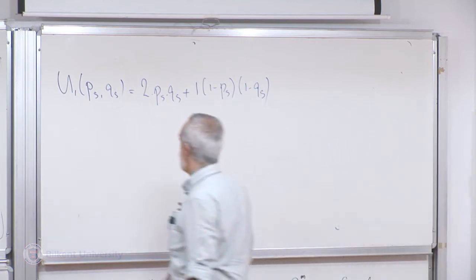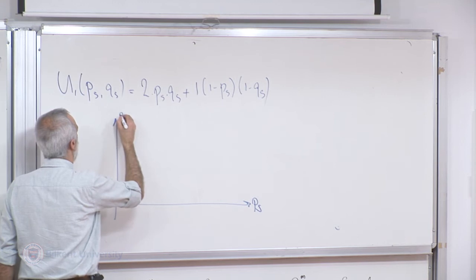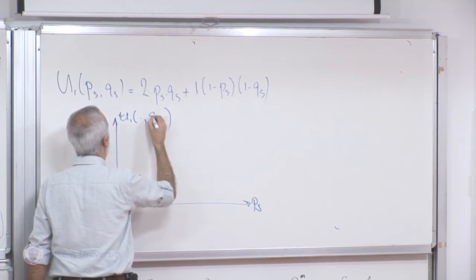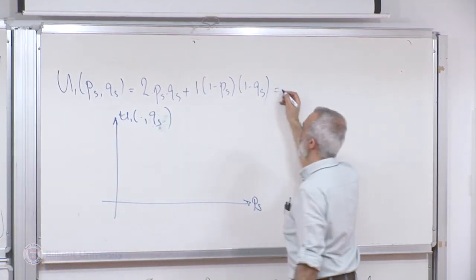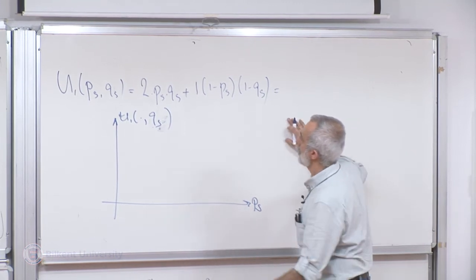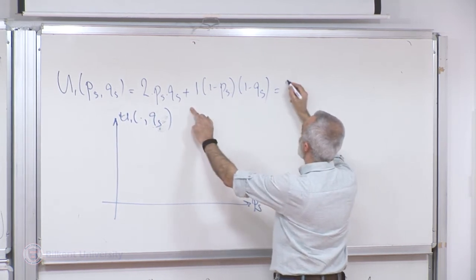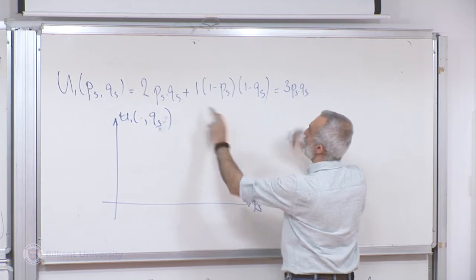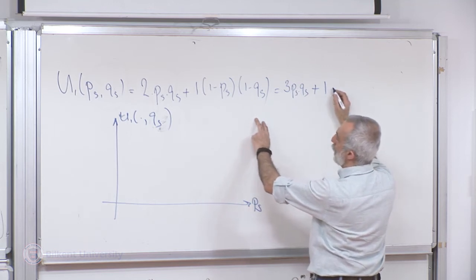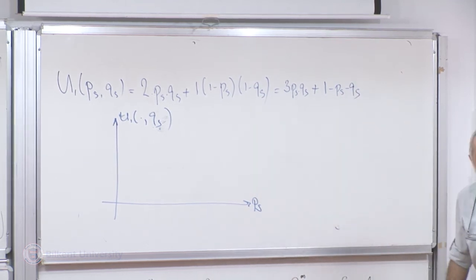So what do I do? PS, U1 given QS. So I'm going to draw that function. So by the way, what is that? I'm very good at making arithmetic mistakes. So we have PS QS here, minus minus plus, so 3 PS times QS. And then we have plus 1. And then we have minus PS minus QS. Right? I hope I did not make any mistakes.